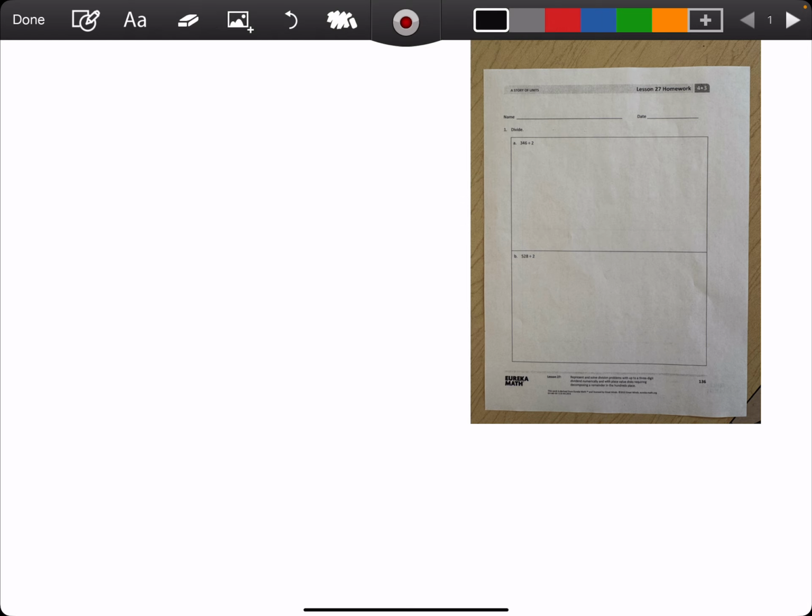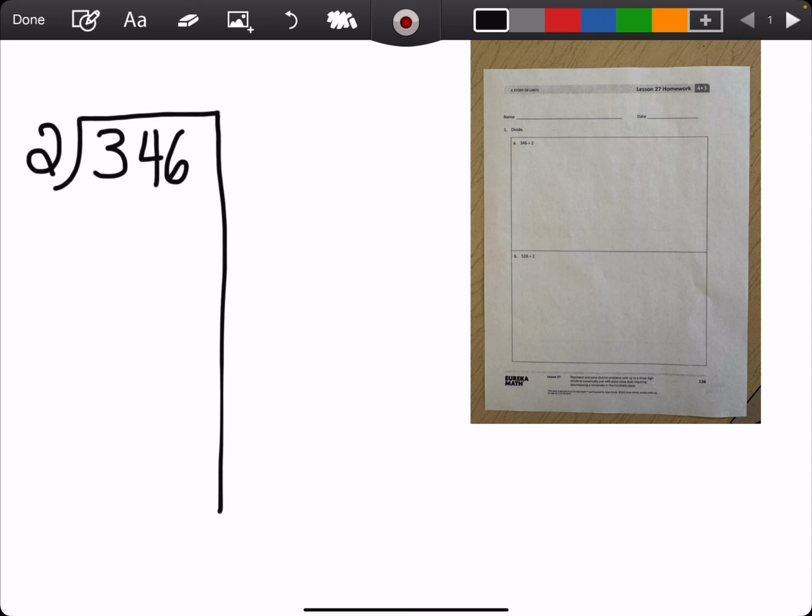346 divided by 2. So I'm going to write in here, this is 346 divided by 2. I'm going to set it up this way, put my line going straight down outside my division house. All right, so now I'm doing the same steps as I did yesterday, except my divisor here is 2. So I'm going to say, how many times can 2 go into 346 without going over? But now you'll notice that my dividend is in the hundreds place.